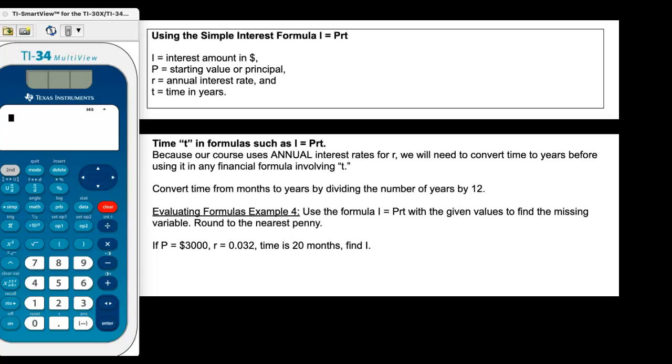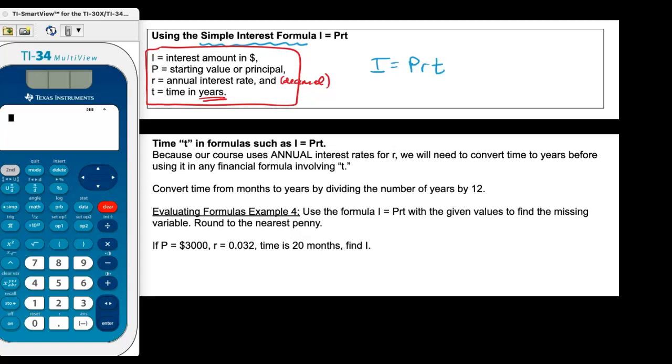In the last video, we talked about evaluating simple equations, and this video is just an extension of that. We're just going to focus specifically on the simple interest formula, which is I equals PRT. And then over here, we've got what all of the variables stand for. So I is interest in dollars, P is the starting amount or principal, that's also in dollars, R is the annual interest rate, which we always write as a decimal. And then time is always in years, so that's an important one to remember.